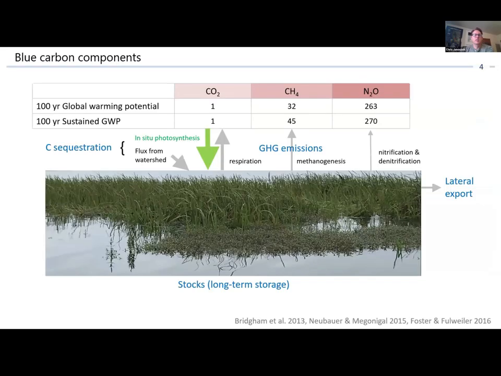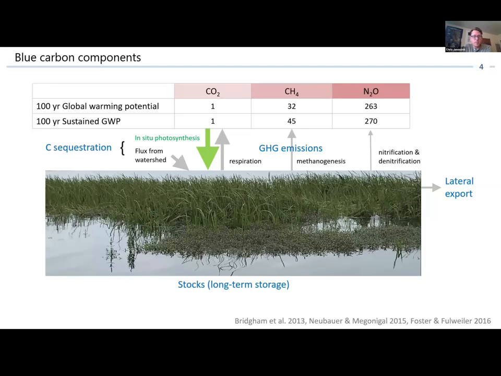All right, some background. This is a fairly busy slide, but it summarizes the various blue carbon processes that occur in tidal wetlands, whether you're thinking about eelgrass, marsh, tidal swamp, etc. The four blue terms are the key ones that we want to think about when we're trying to understand all of the blue carbon processes.